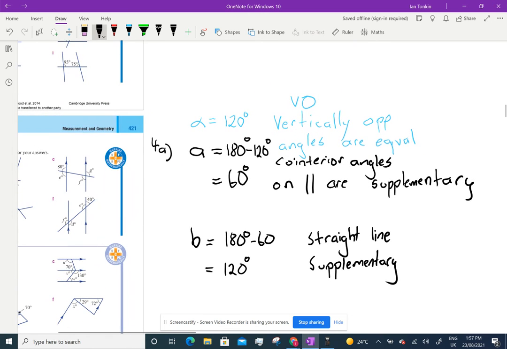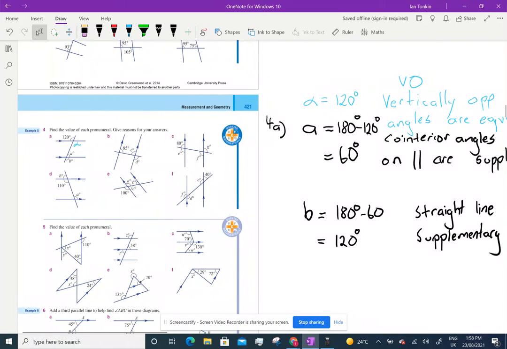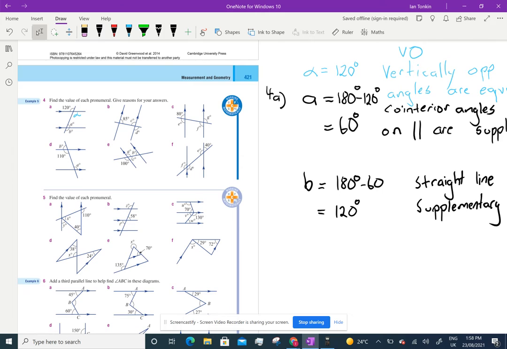If you just said supplementary for B, I would take a mark from your work because it's not, strictly speaking, any reason. You're just saying, oh, they're supplementary. But why? Why are they supplementary? You need to be specific. Okay, so most of these are going to be similar. Let's see if I can find, I'm going to jump down. You can do B and C. I'm going to have a go at D.